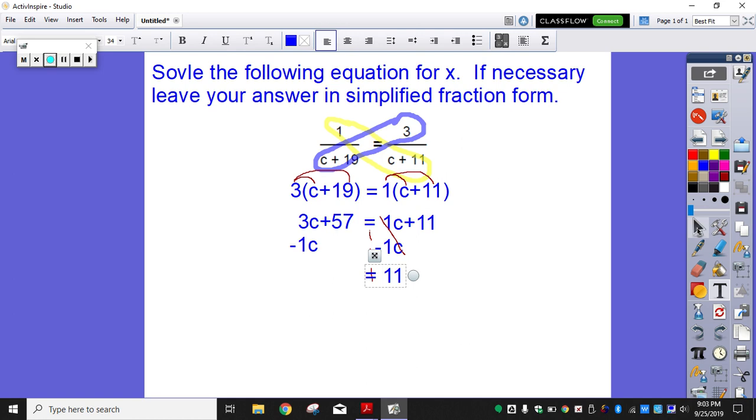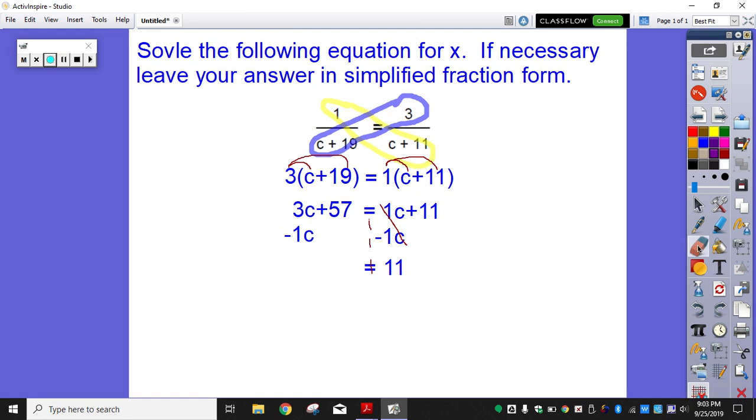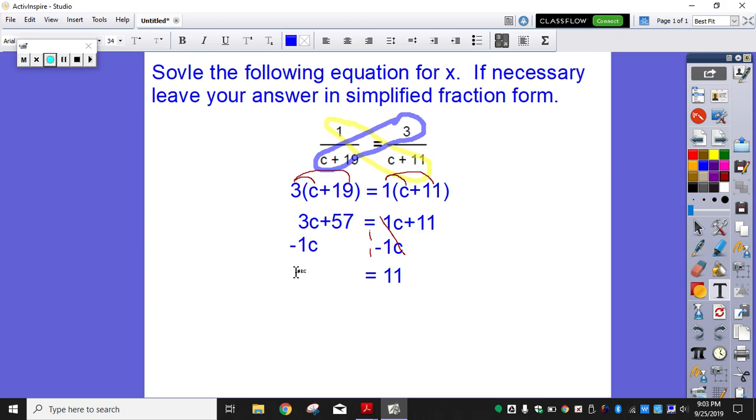On the left side, I've got some cleaning up to do. So I need to figure out what 3c minus 1c is. Well, 3 minus 1 is 2, and then we've learned that when we combine like terms, we work with the coefficients, and then we just carry the variable with our answer. 3 minus 1 is 2, and that c would stick with that 2. And then this plus 57 would just be brought down.